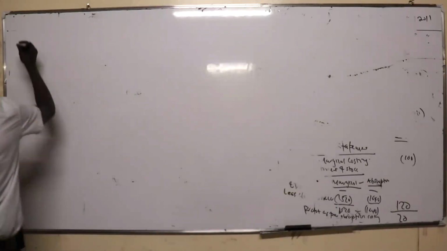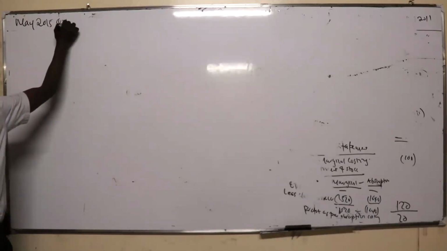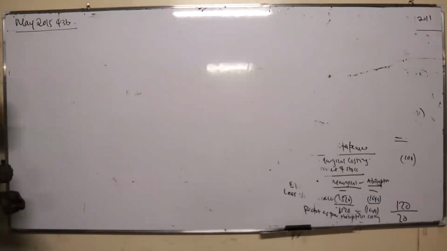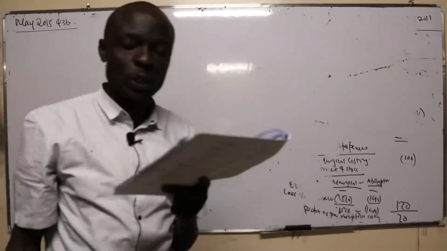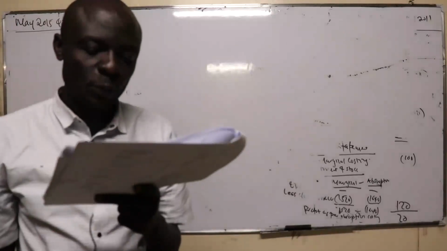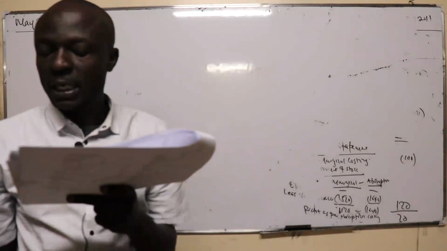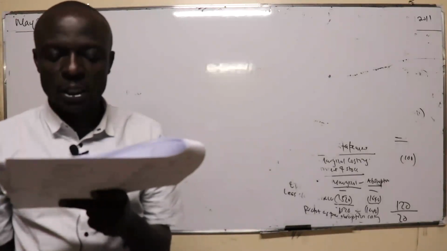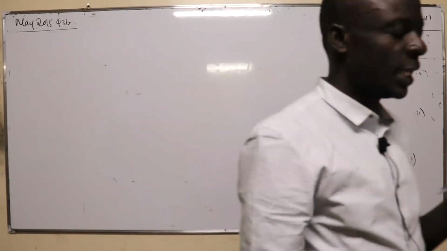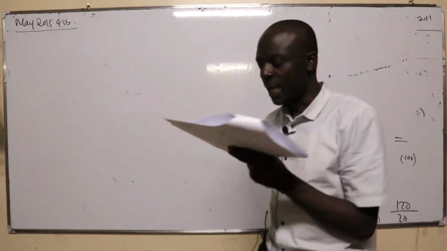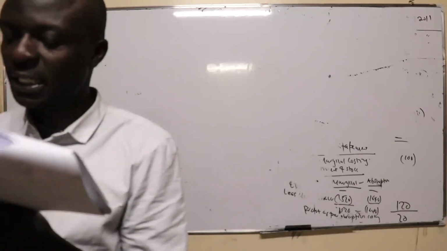May 2015, question number 3B. So the question reads, XYZ Limited has provided the following details for the month of April 2015 in respect of production and sales. Sales 10,000 units, production 12,000 units.